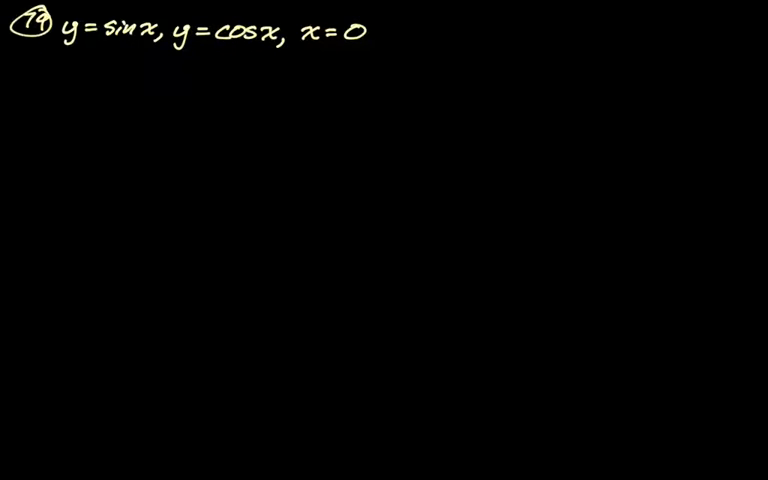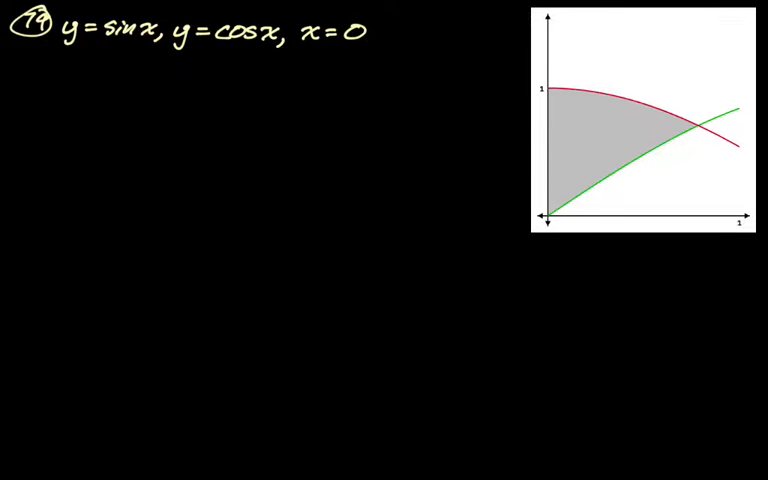We have y equals sine of x, y equals cosine of x, x equals 0. So you've got to remember how to graph sine and cosine. That's going to come up throughout calculus. Cosine starts at 1 and then decreases. Sine starts at 0 and increases. It will look like this.